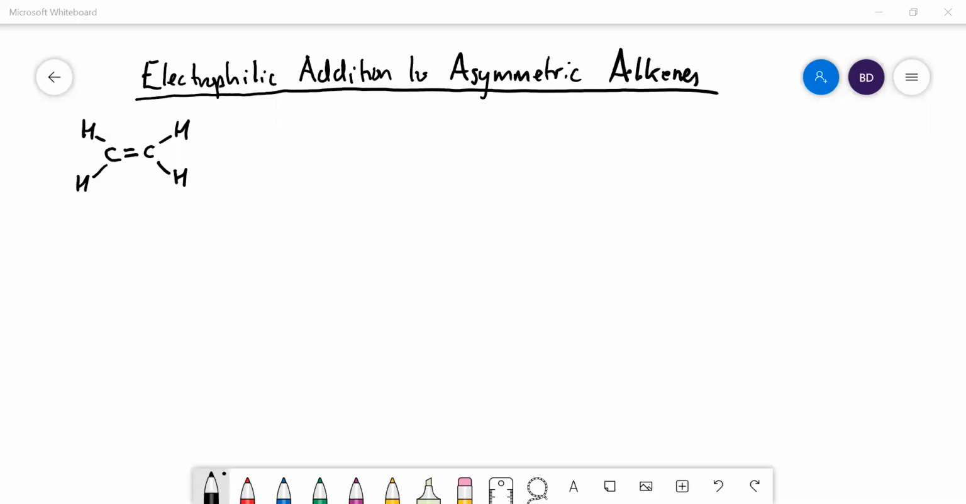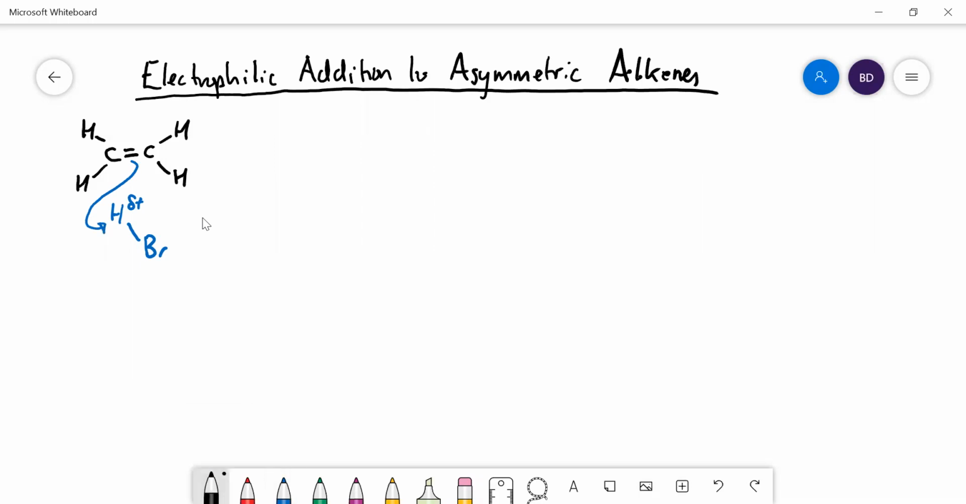Okay, so far we've only really thought about electrophilic addition to symmetrical alkenes, like ethene there. So we draw what happens there. So we get HBr. We've got a partial positive on the hydrogen. The pi bond breaks, goes onto that hydrogen.